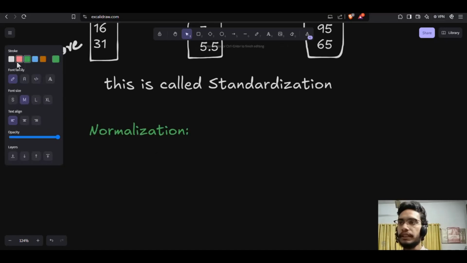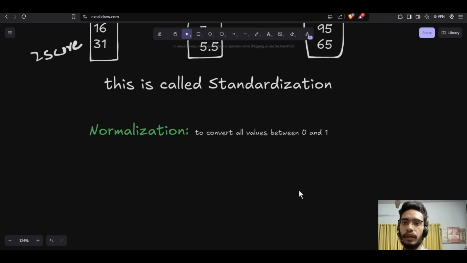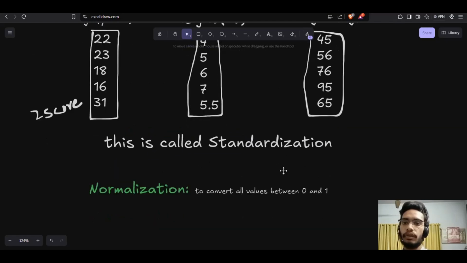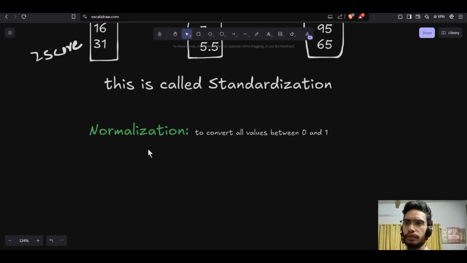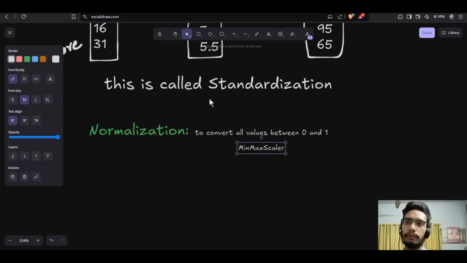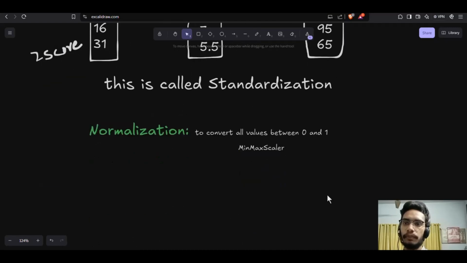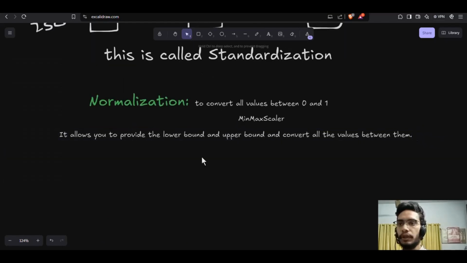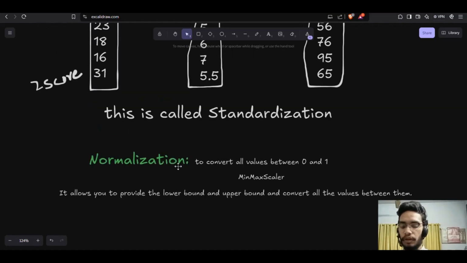Normalization basically means to convert all the values that are present here into a range between 0 and 1, right? For this in Python, we use the min-max scaler. Using the min-max scaler, we convert all of the values in a column or variable and make them fall in between the range of 0 and 1. It allows you to provide the lower bound and the upper bound of the data and convert all the values between them. So this is basically normalization, right?